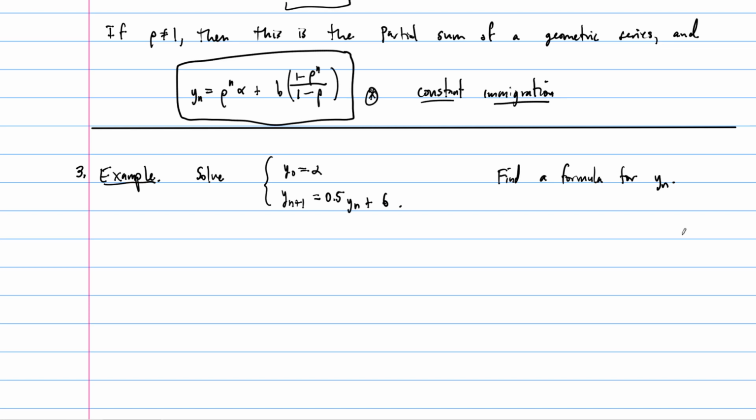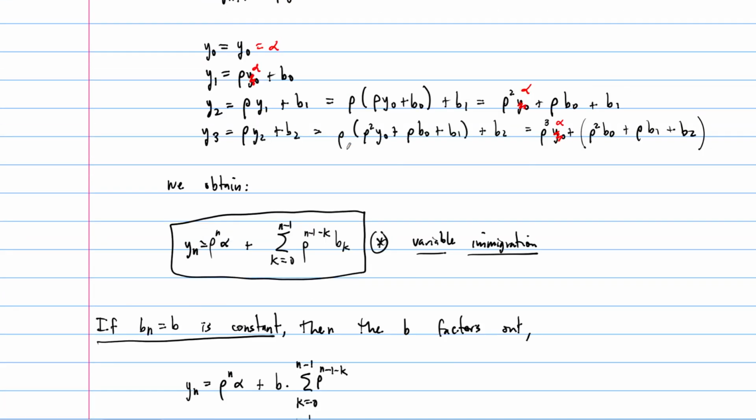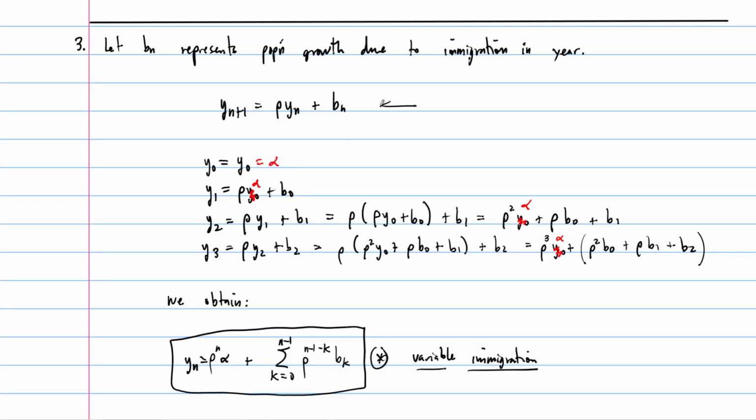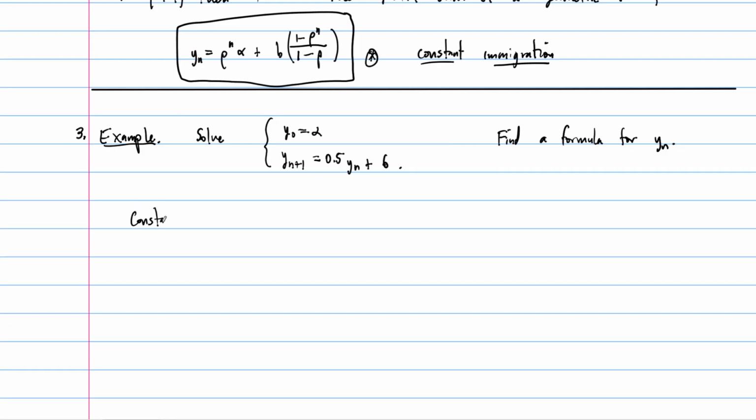All right, so this equation here actually fits into the formula for the previous example that we did, right? So this is for the population growth with a constant immigration. So this is the formula right here, where b sub n is just b. So this is constant immigration, and we can write down our formula then, right? Just by using this formula right here. So constant immigration. In this case, b is equal to 6 and rho is equal to a half, or 0.5. And then we just write it down, right?